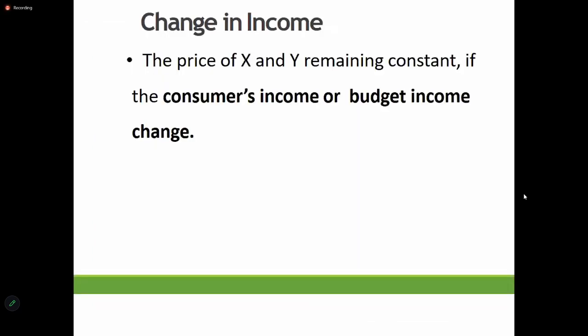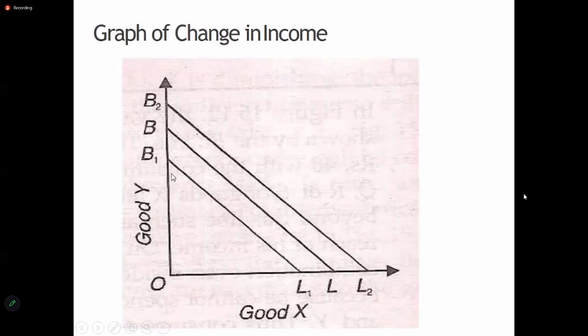Now, changes in income: you can remember it shifts the whole budget line, because if your income is changing, you can purchase more and more of good Y and good X. Here only this much, here only this much, here as well. That means this income is more than this, this income is less than this. So these are the graphs when the income changes.